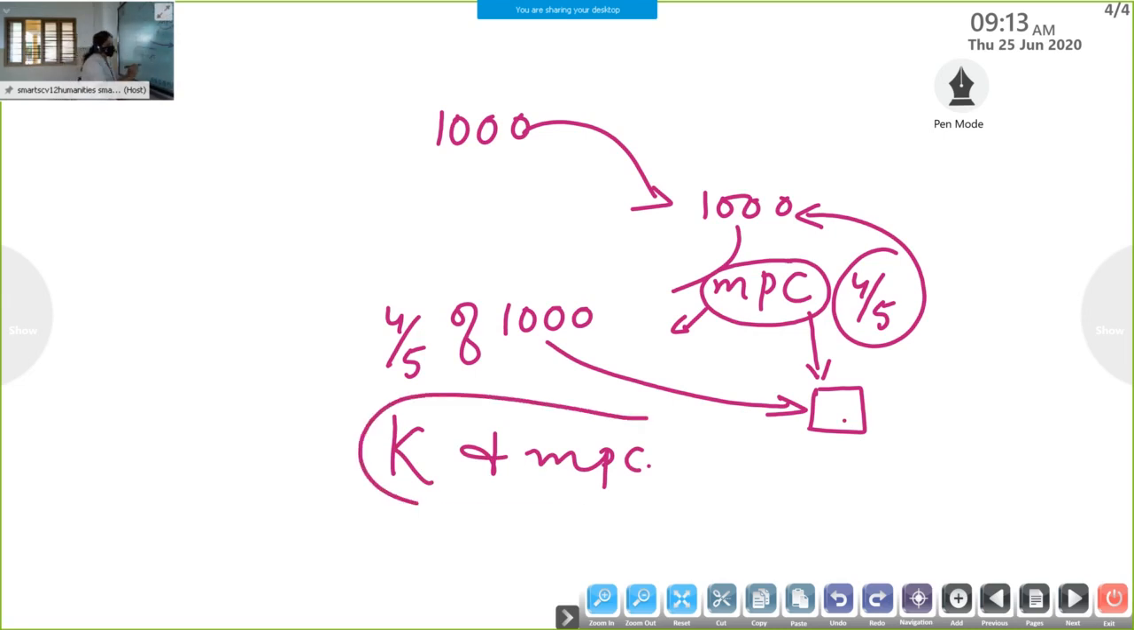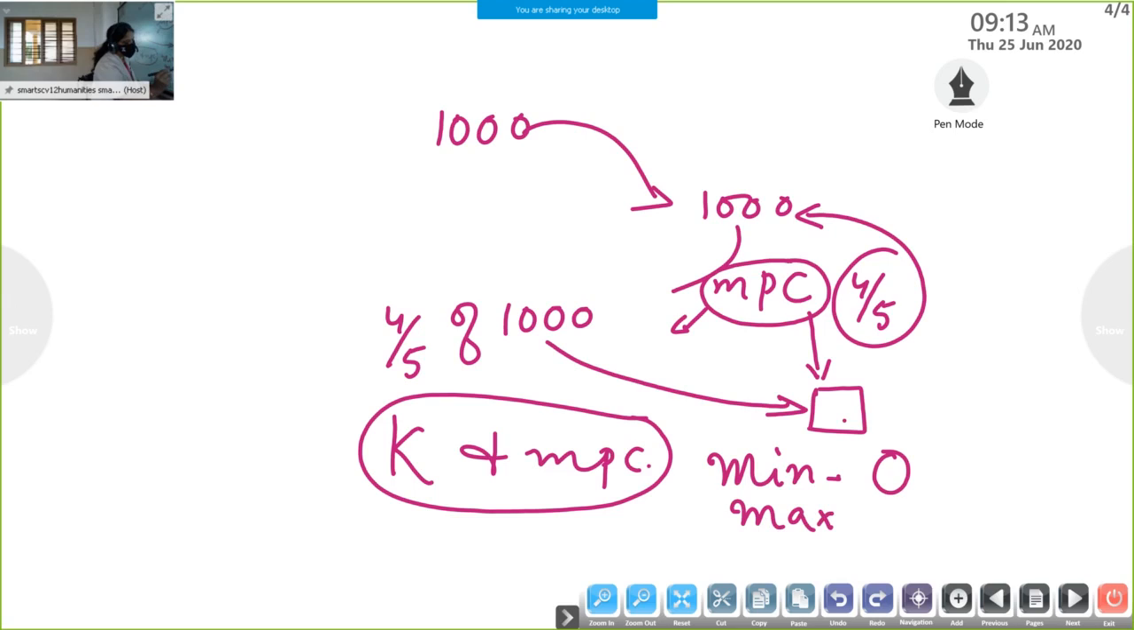This we can prove. We know what is the minimum value of MPC. The minimum value of MPC is 0, right? And the maximum value of MPC is 1. We are saying there is a direct relationship between the multiplier and MPC.